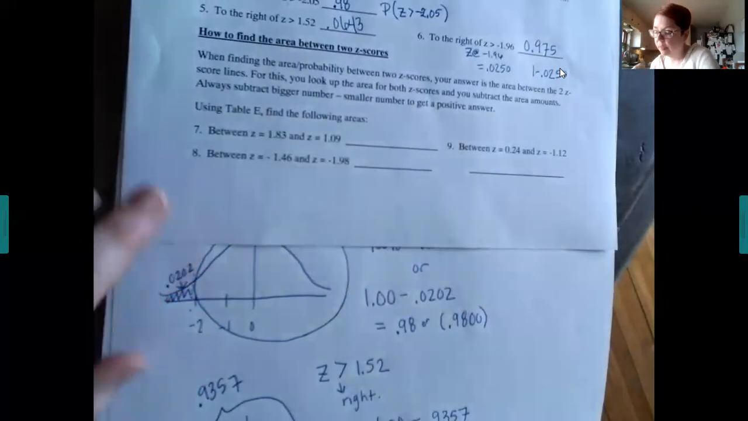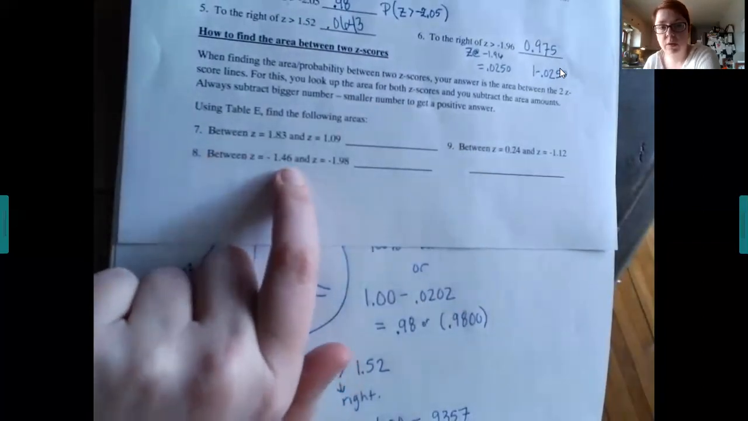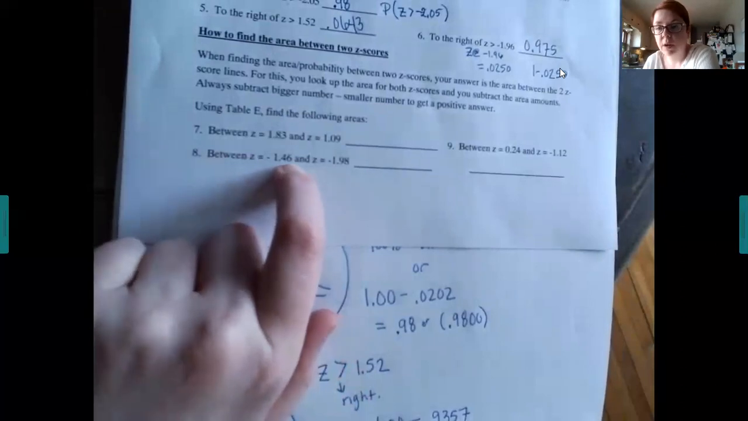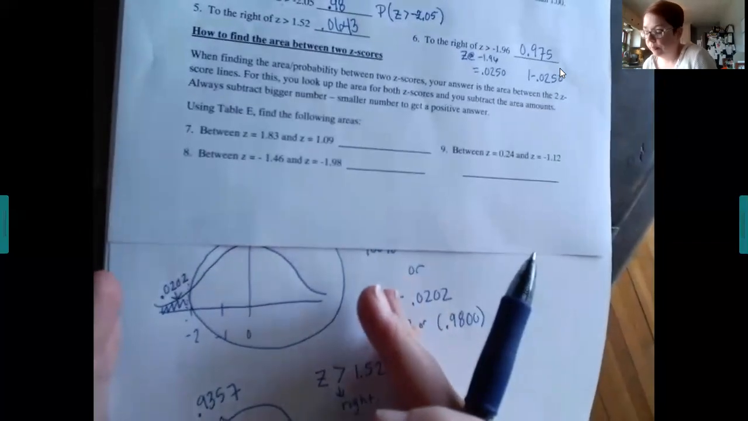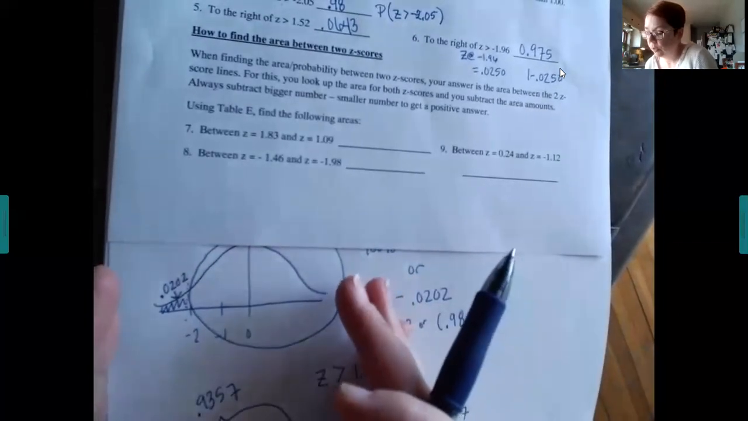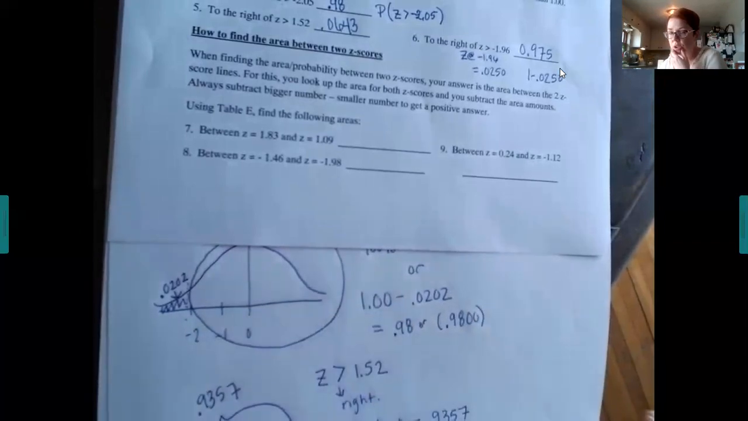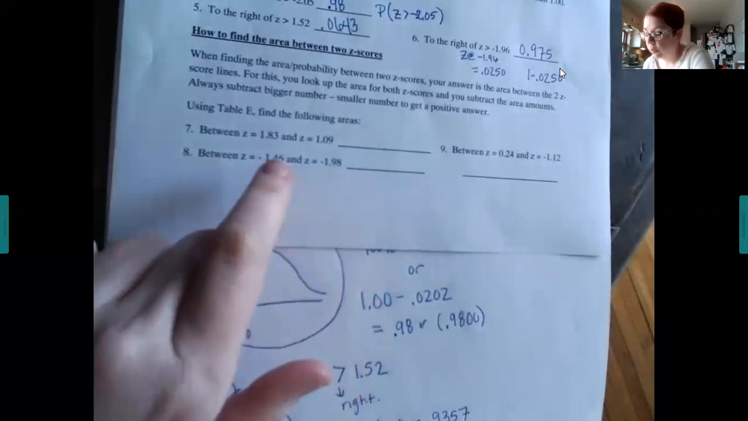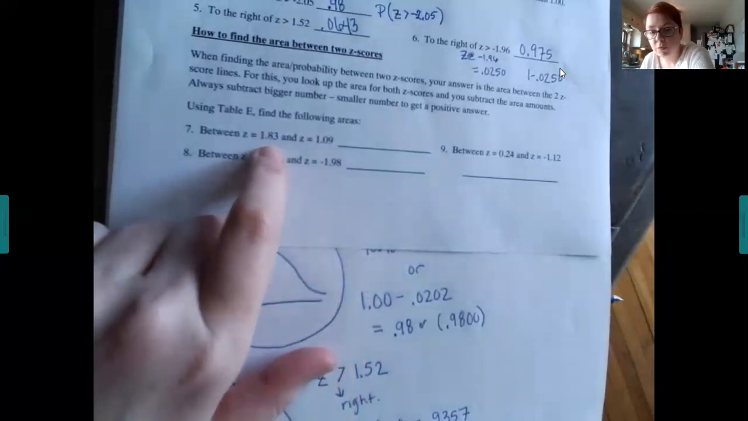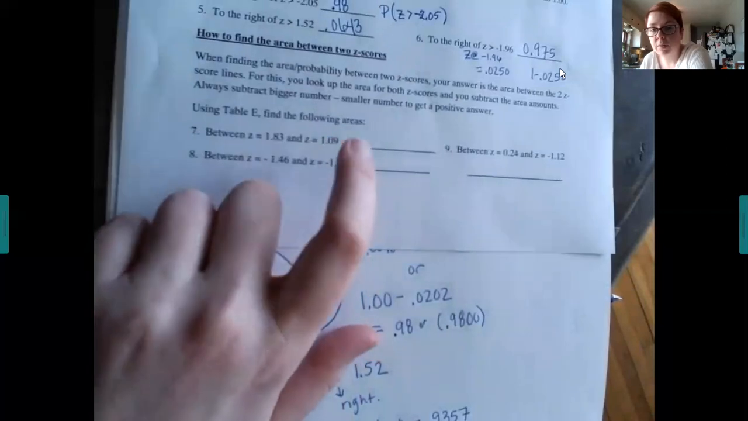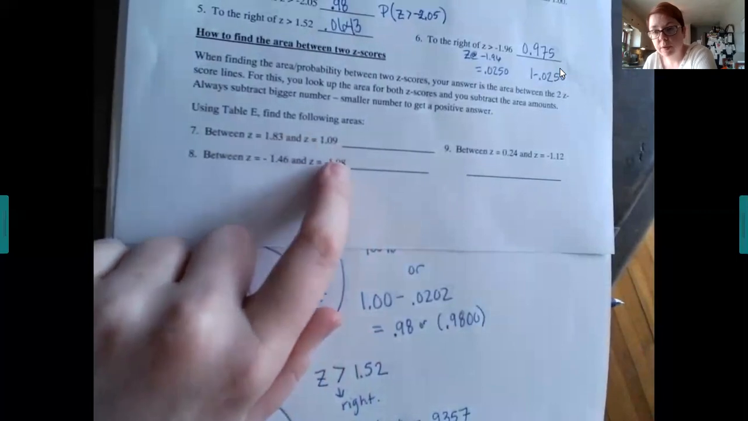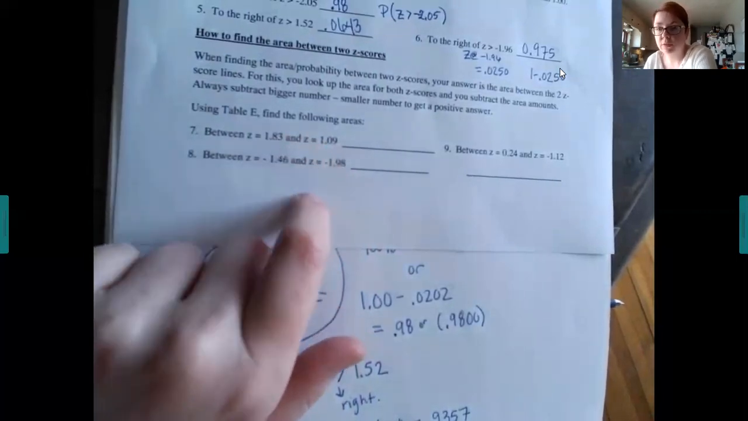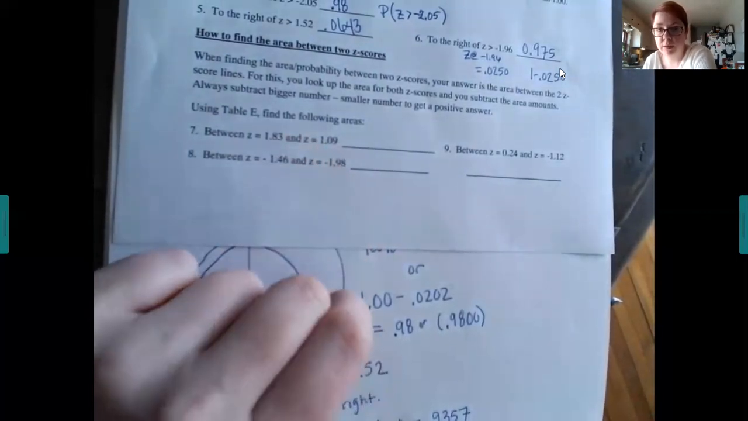Last but not least, this is what I call the in-betweeners. So you can have probabilities that are between 2 values, like we did with the empirical rule. And this is just kind of a 2-step thing. We're going to look up this z-score of 1.83, and this z-score of 1.09. We're going to get those 2 probabilities, and then we're going to subtract those 2 probability area amounts, okay?